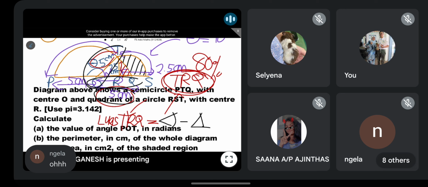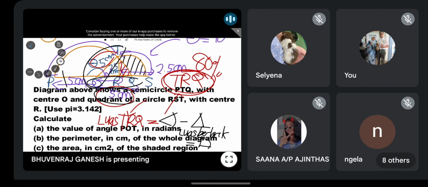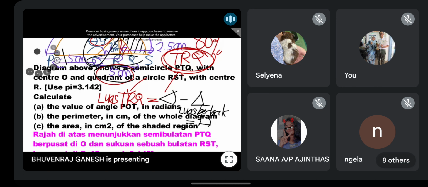After you get TRQ, kamu nak cari luas kawasan berlorek kan? Jadi, luas berlorek is actually equal to quadrant. Can you see the quadrant guys? Quadrant TRS. Kamu guna quadrant TRS tolak dengan TRQ. So then you will get luas kawasan berlorek. Understand guys? So this is what I mean got two steps.